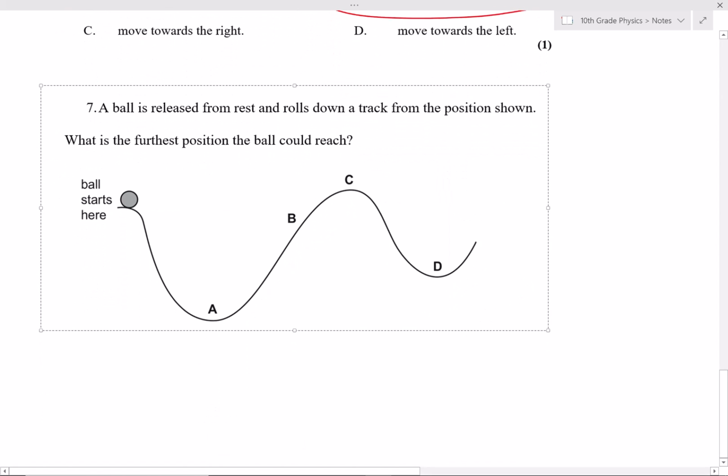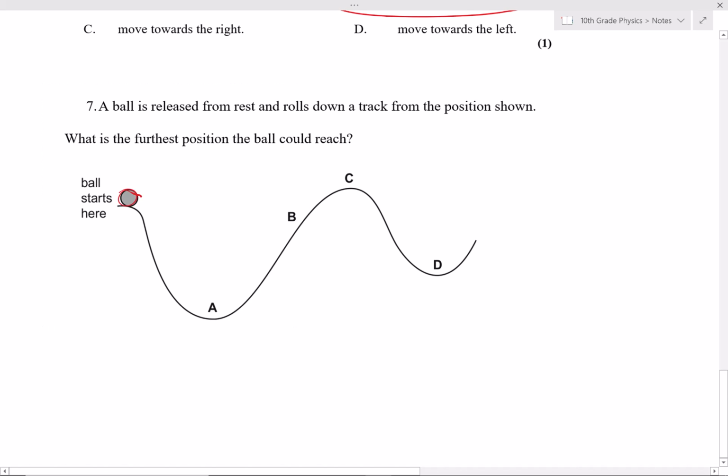Okay, number 7 is a ball is released from here and rolls down a track from the position shown. What is the furthest position the ball could reach, right? So the ball is going to go down. Keep in mind right now it has a lot of potential energy, but no kinetic energy, right? Right now the kinetic energy is 0 because it's not moving, and then the ball is moving down. It's converting that potential energy to kinetic energy.